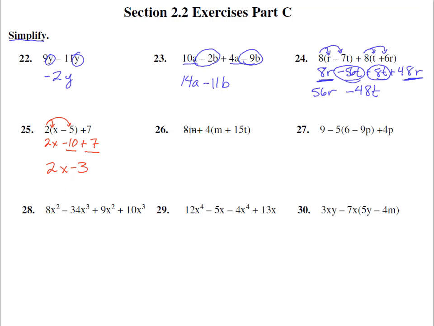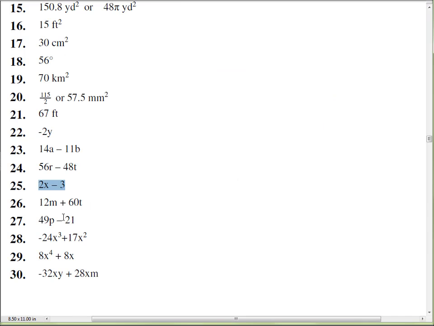Number 26, 8m plus 4 parentheses m plus 15t. We go ahead and jump the 4 in because the m and the 15t cannot combine, so we've got to distribute. So we have 8m plus 4m plus 60t. And it looks like the 8m and the 4m, they're like terms. They're both m, so we can have 12m plus 60t. Or we could write the 60t plus the 12m. Let's double check. 12m plus 60t.